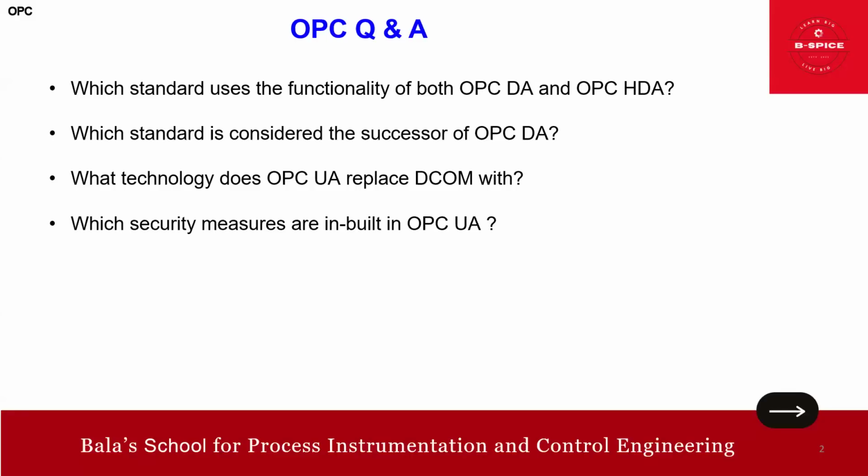Yes. So which security measures are inbuilt in OPC UA? Basically, OPC UA has built-in security measures that include authentication, encryption, and authorization. These are the three. So what does OPC DX stand for? OPC DX is nothing but Data Exchange. It's a standard for the exchange of data between OPC servers.